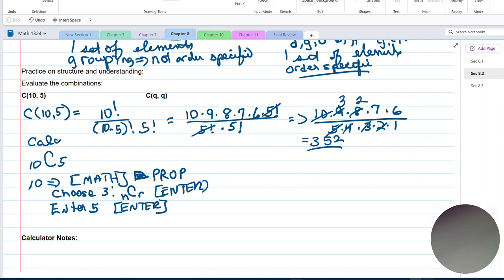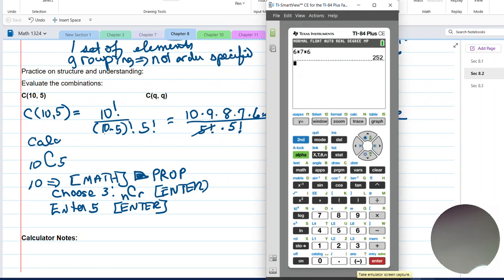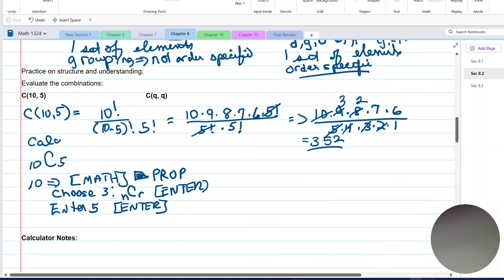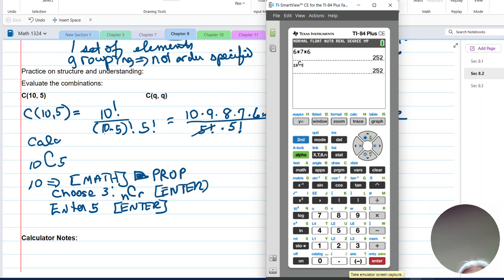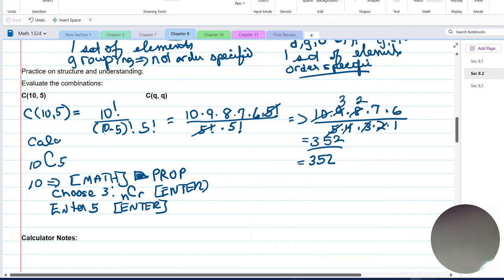So let's do it by calculator. Here we go. Ten, math, PROB, number 3, and enter 5 and enter. And we get 252. Look at that. 352. Sorry about that. Oh, I'm sorry, it's 252. My glasses are better. Glad we checked.